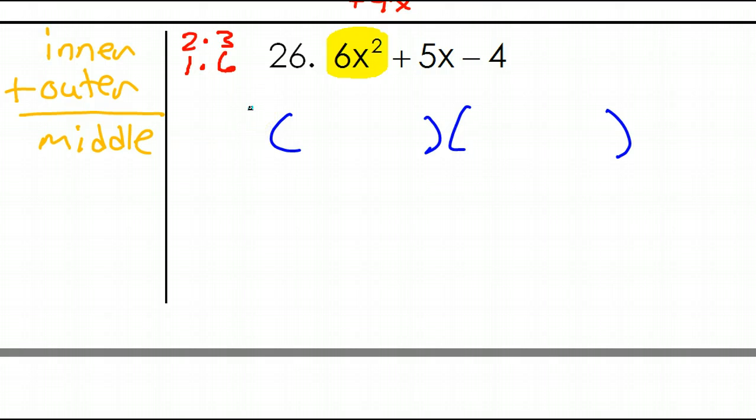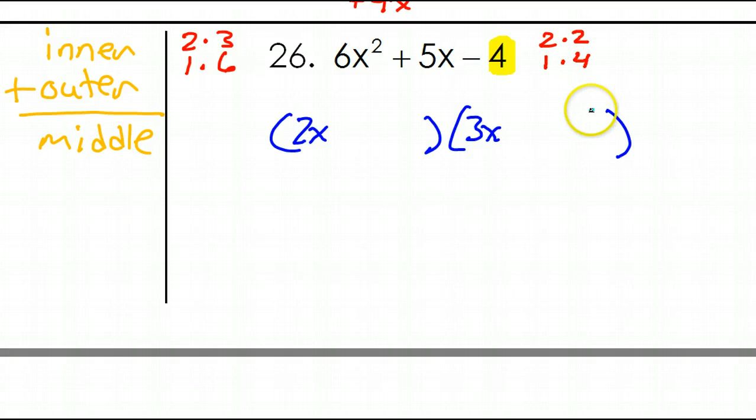Okay? So I'm actually going to start with the smaller numbers first. I always start with the smaller numbers first, because they more often lead to the answer for some reason. So I will start with 2x and 3x. If this doesn't work, then I'll go back and do the 1 and the 6. Alright, next we skip over the 5x for now, and we look at the 4. Again, there's two ways to factor 4. It's either going to be 2 times 2 or 1 times 4.